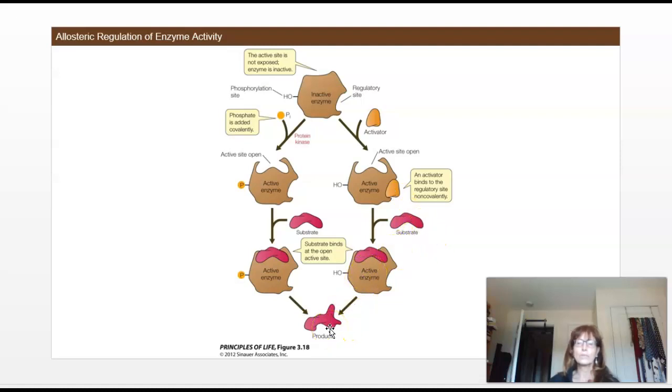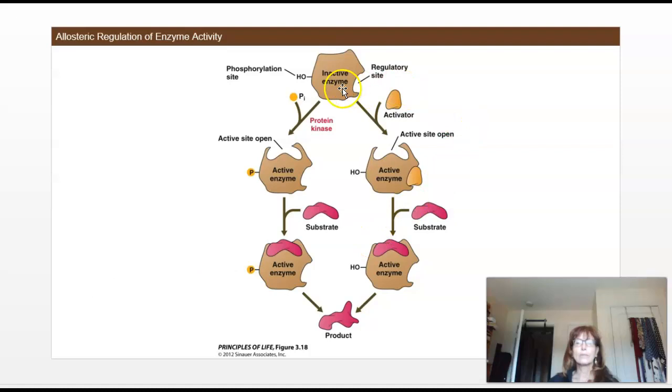Now the product is released, and there we are on that side. So we have to go two ways. That's one thing that can happen. Another way is that an inactive enzyme can be activated by putting a phosphate on it. Here you see it being phosphorylated, which just means you're adding a phosphate to it, and that by itself will activate this enzyme, and it'll produce the product. So let's look one more time here, a little bit clearer.